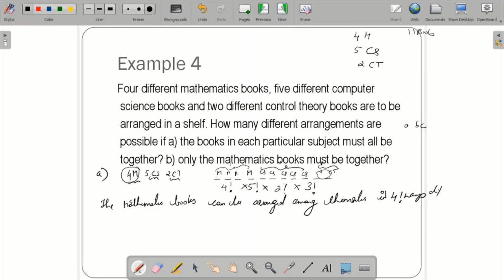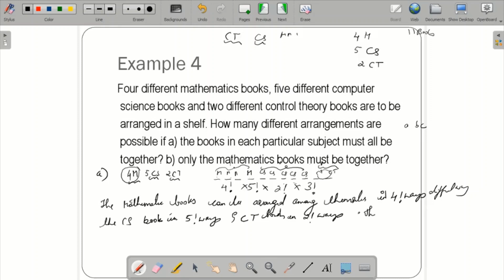4 factorial different ways. The CS books in 5 factorial ways, and the CT books, control theory books, in 2 factorial ways. And the 3 groups, like maths, CS, CT. What is the condition? The books in each particular subject must all be together. This should be together, this should be together, this should be together. But these can be arranged like CT can come first, that CT section can come first, then CS, then M. So just take ABC and you try to arrange. So those can be arranged in the 3 groups.